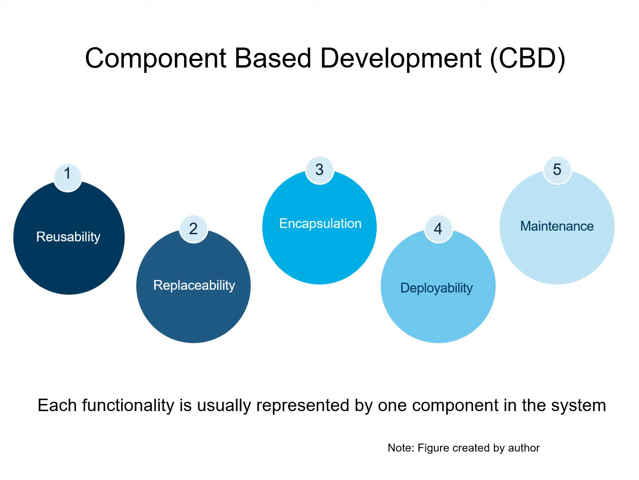Second reason is replaceability, which means that we should be able to replace those components later by other implementations. Third reason is encapsulation, which means users should be able to use the functionality of the component without knowing the implementation details. Other reasons are deployability and maintenance, which also emphasize that components should be independent enough of other components so that they can be deployed or maintained separately.